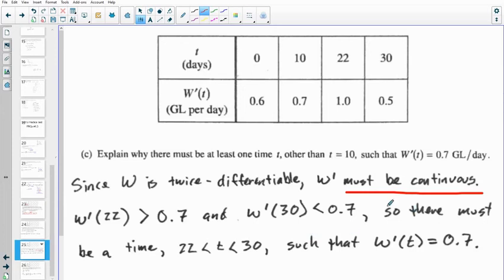And I suppose if I was going to cite the intermediate value theorem, I would probably say right about here, by the intermediate value theorem, there must be a time such that the rate is equal to 0.7. But it would not be required that you state that, but it also wouldn't hurt if you know that that's what you are citing.